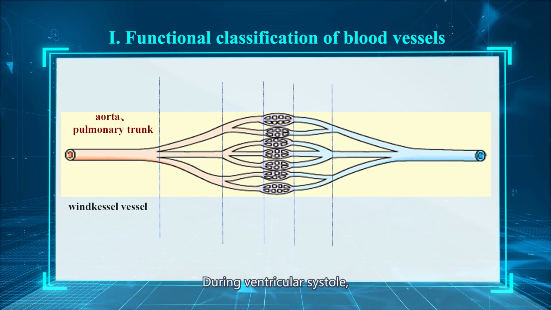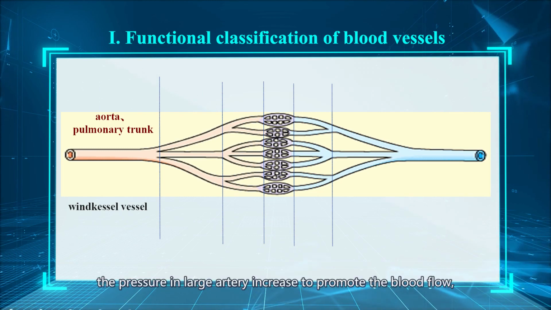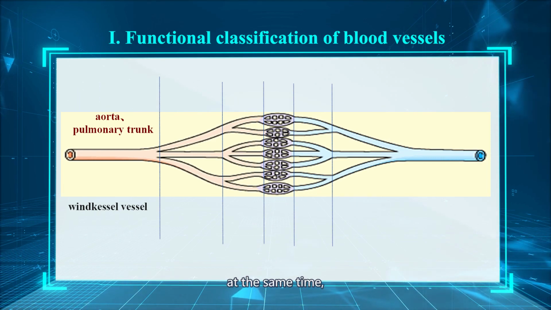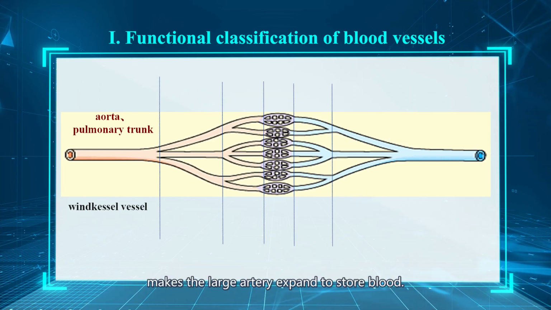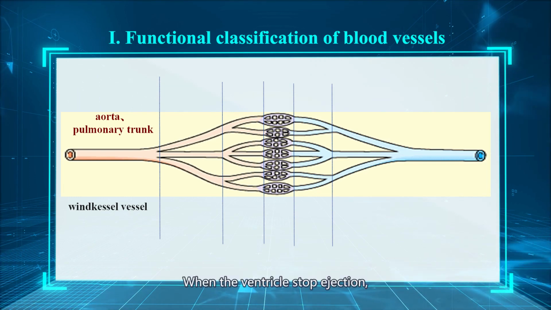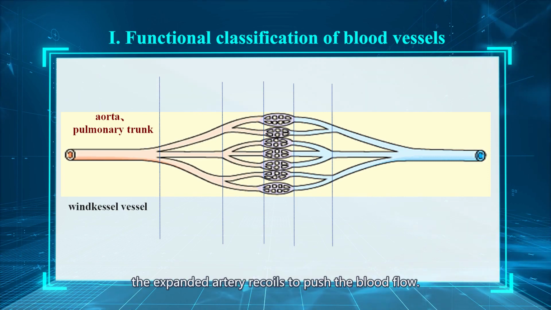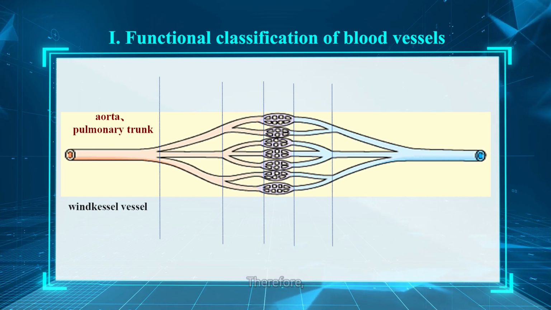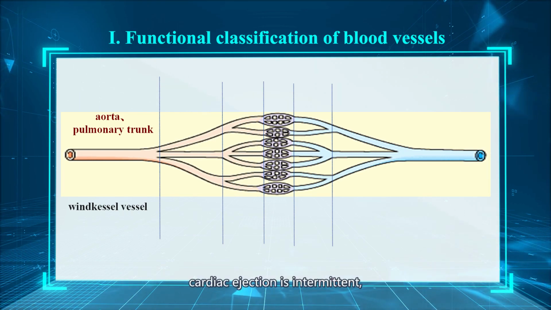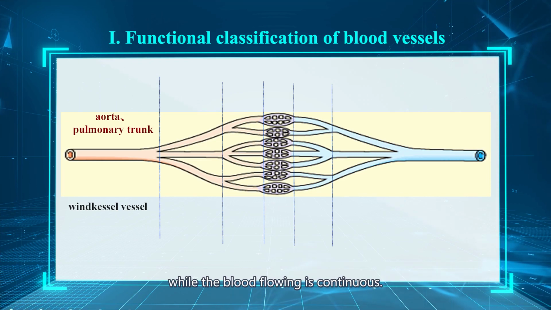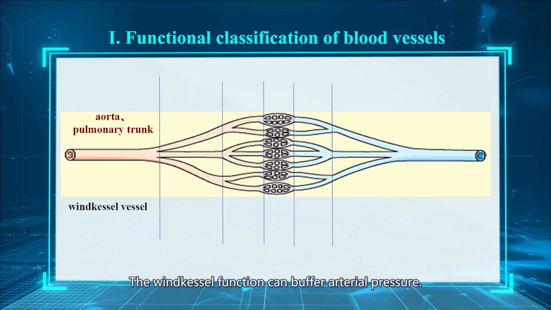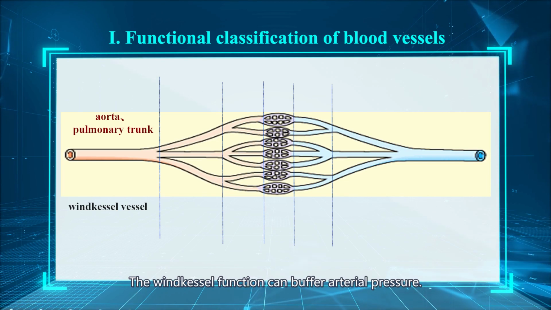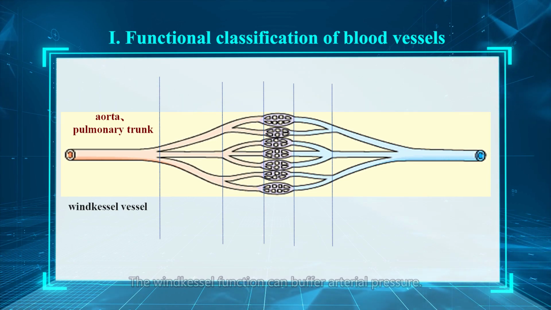During ventricular systole, the pressure in the large artery increases to promote blood flow. At the same time, it makes the large artery expand to store blood. When the ventricle stops ejection, the expanded artery recoils to push out the blood. Therefore, cardiac ejection is intermittent, while the blood flow is continuous. The windkessel function can buffer arterial pressure.